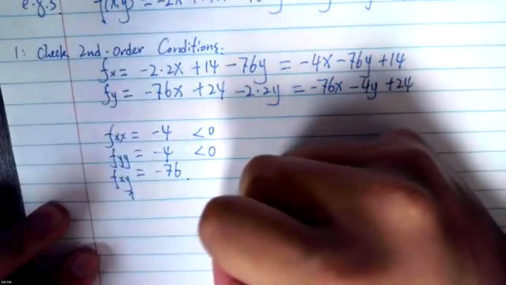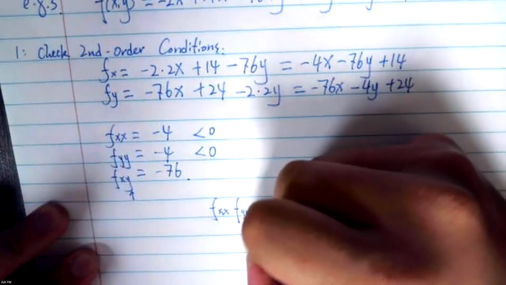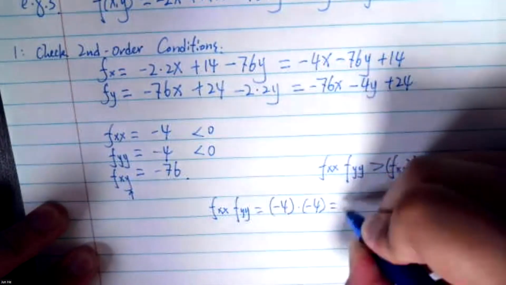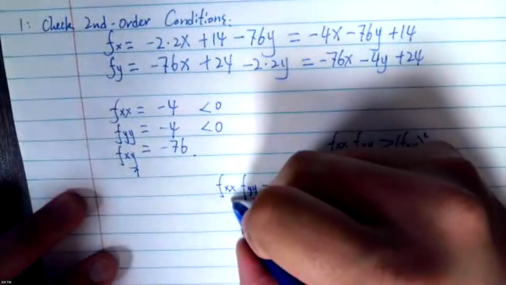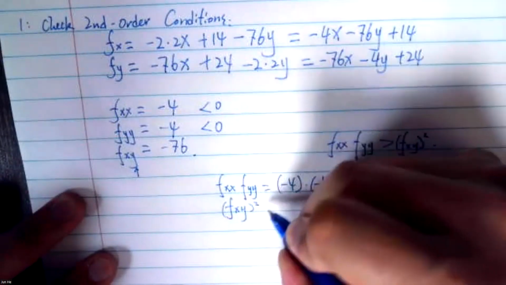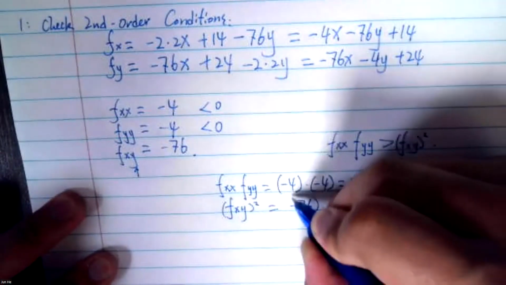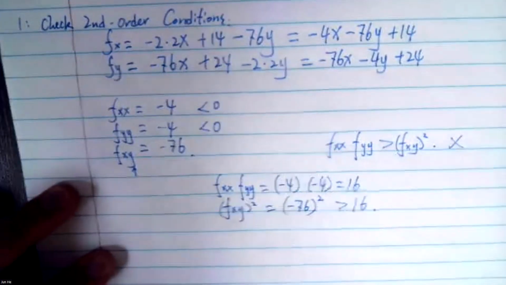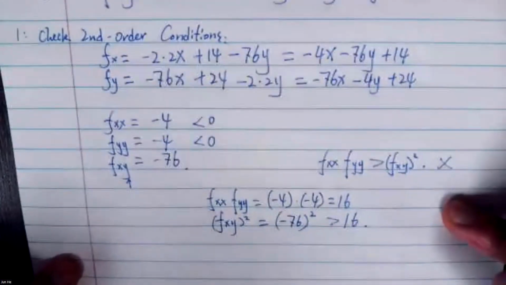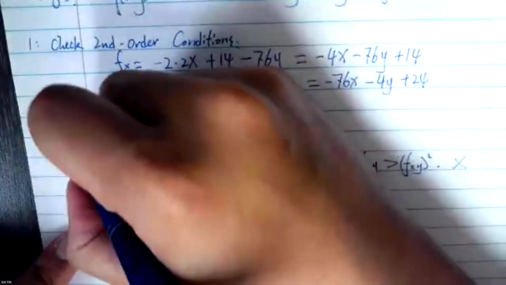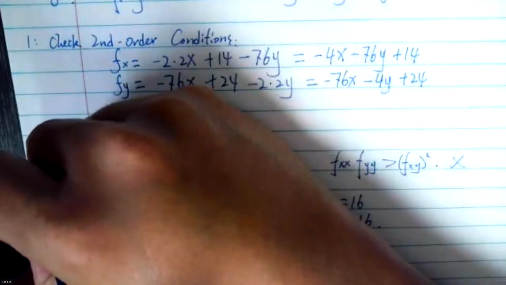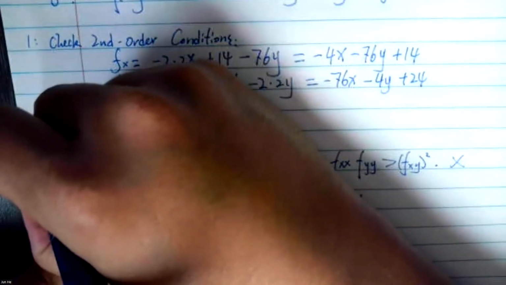Let's check it. Fxx fyy is -4 by -4, which is 16, and fxy squared is -76 squared, which is greater than 16. So this condition is violated. So here we don't have a maximum nor a minimum.